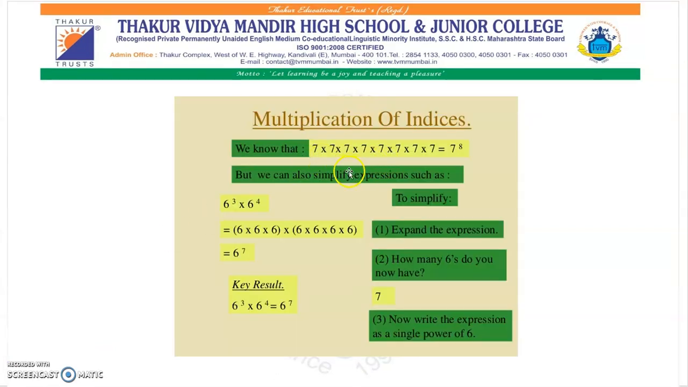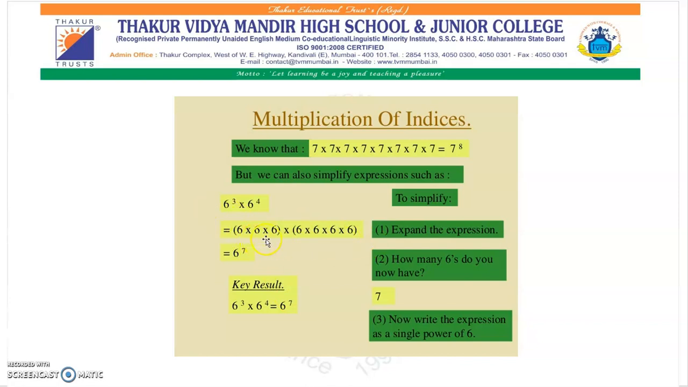Now multiplication of indices. In the previous slide we have seen that when the base is same, powers are added. We can write this in expanded form also. You can observe here 6 raised to 3 into 6 raised to 4. 6 raised to 3 can be written in expanded form, 6 into 6 into 6. 6 raised to 4 can be written in expanded form, 6 into 6 into 6 into 6, equal to 6 raised to 7. If we want to do directly, we can apply the rule and do it directly this way also. Or either you can write in expanded form.